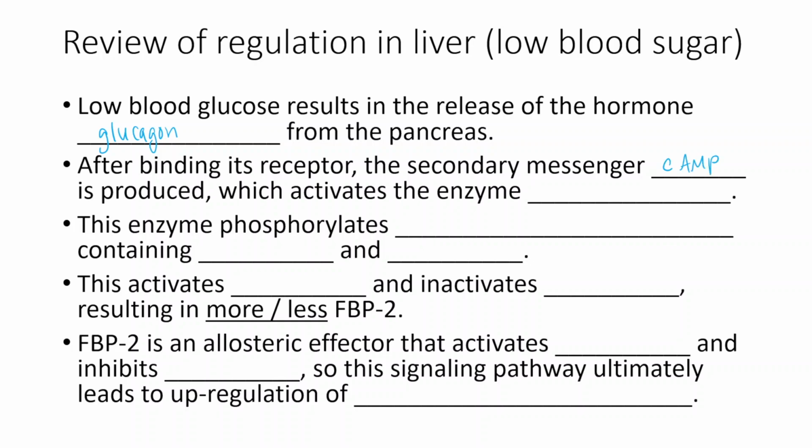When cyclic AMP is produced, which enzyme is getting activated? Yeah, PKA. There's some other stuff in between, but we care right now about PKA. And so what enzyme gets phosphorylated by PKA? Yeah, so it's the bifunctional enzyme containing PFK2 and FBPase2. Sorry about the name.